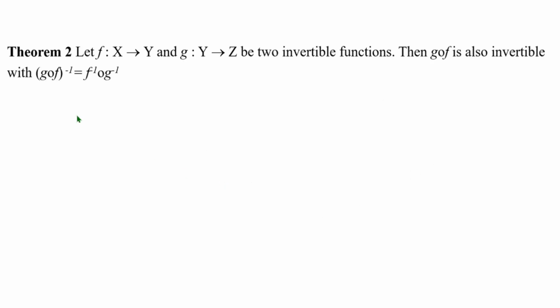Next theorem, let f from x to y and g from y to z be two invertible functions. Then g of f is also invertible with g of f the whole inverse is equal to f inverse of g inverse. So to show that, let's see the proof.